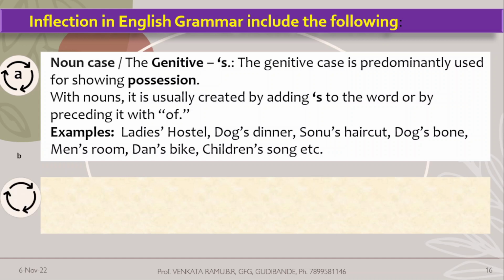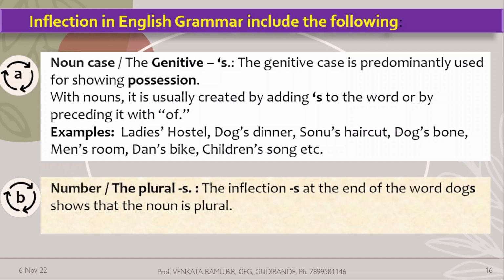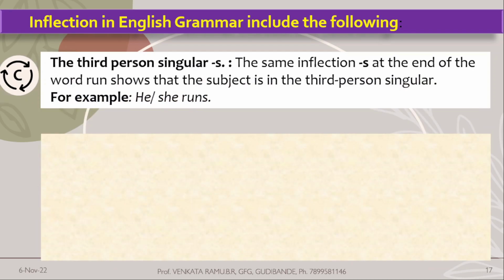The second one is number or plural S. The inflection S at the end of the word in the example like dogs shows that the noun is plural. Look at some more examples here. Boys, cats, girls, books, etc. We find the inflection S. Third person singular S.